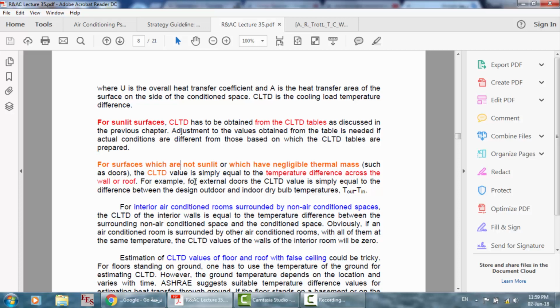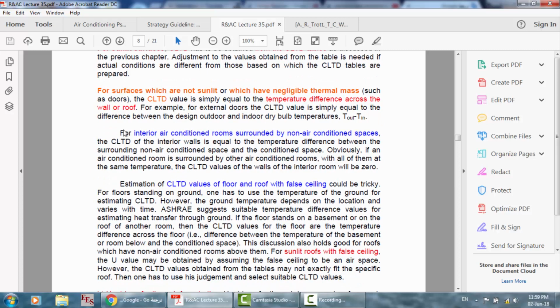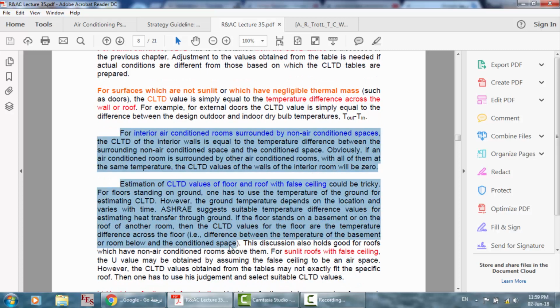For example, for the external doors, the CLTD value is simply equal to the difference between the design outdoor and indoor dry bulb temperature. For interior air conditioned rooms surrounded by non-air conditioned spaces, the CLTD of the interior walls is equal to the temperature difference between the surrounding non-air conditioned space and the conditioned space. Obviously, if an air conditioned room is surrounded by other air conditioned rooms, with all of them at the same temperature, the CLTD values of the walls of the interior room will be 0.